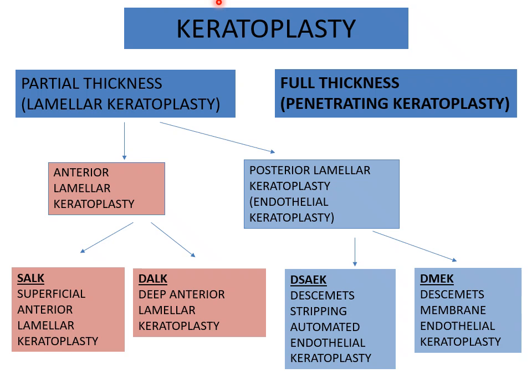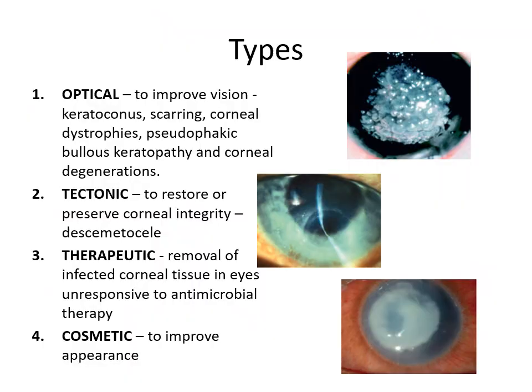For now, know that lamellar keratoplasty or partial thickness keratoplasty is of two types, anterior and posterior lamellar keratoplasty. Anterior lamellar is further divided into superficial anterior lamellar and deep anterior lamellar keratoplasty, and posterior lamellar is further divided into DSAEK, that is Descemet stripping automated endothelial keratoplasty, and DMEK or Descemet membrane endothelial keratoplasty. So let us concentrate on the topic for today, that is penetrating keratoplasty.